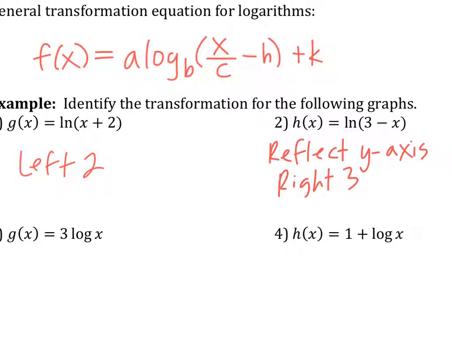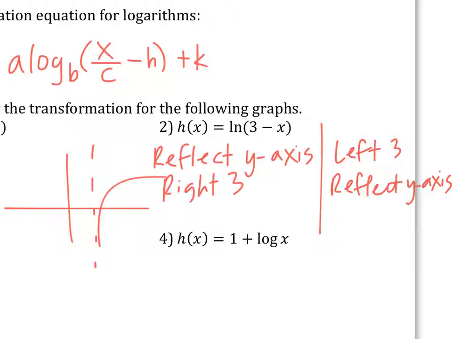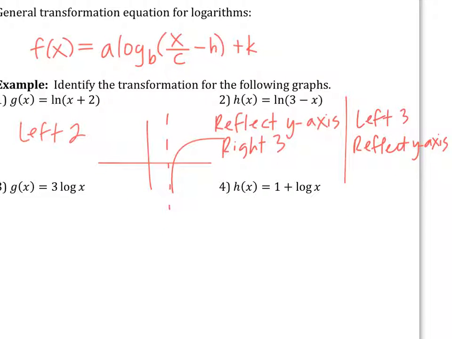If I wrote right 3 and reflect over y, it's going to be wrong because of the order. The graph is like this. It is right 3. So you can reflect over the y-axis first and then right 3, or you can go left 3 first and then reflect over the y-axis. Okay, cool. Wimble, number 3. Vertical stretch by 3. Good. Peter, number 4. Good.